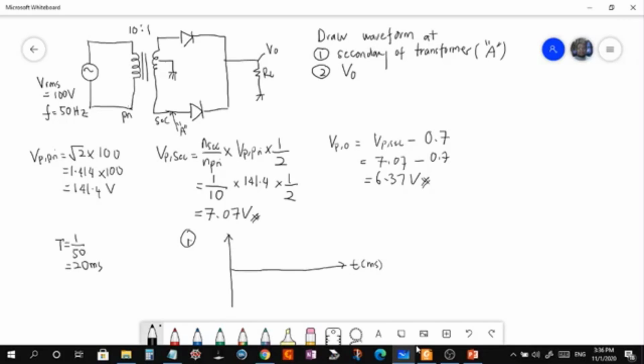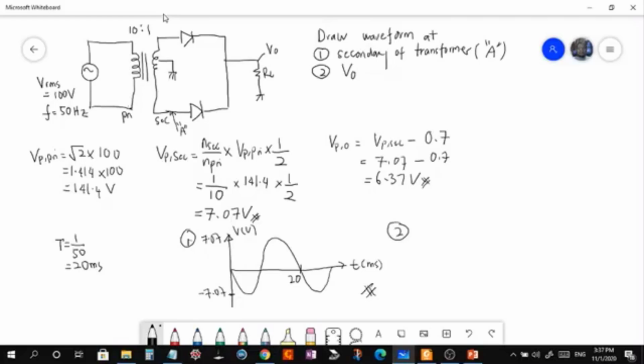Here you need to be careful because for the center tap, you have two secondaries. For the lower secondary, the point A, this is the inverse value. So the waveform should be something like this. This is negative 7.07, this is 7.07. This is voltage, and this is 20 milliseconds. So this is the answer for number one.